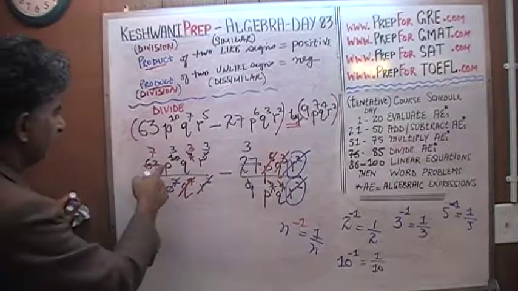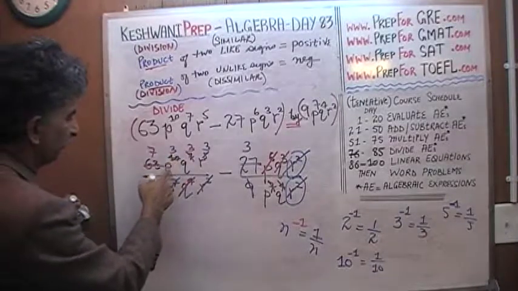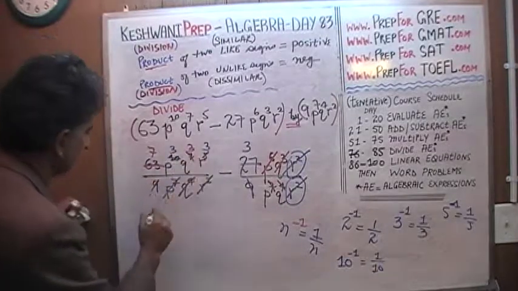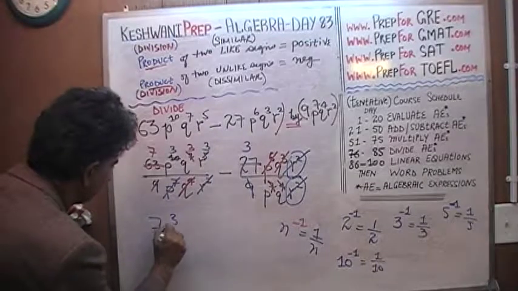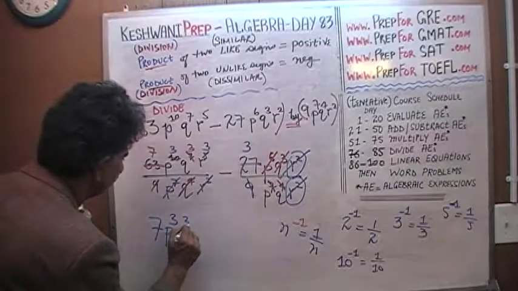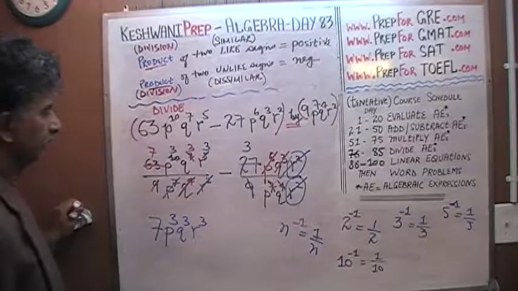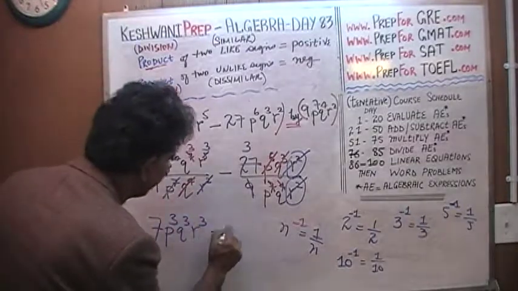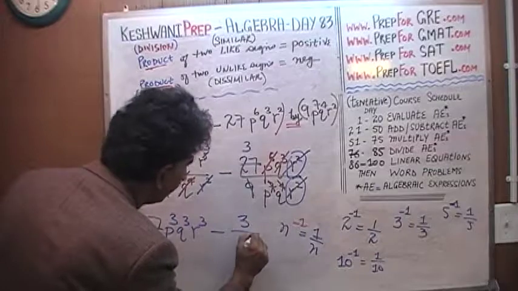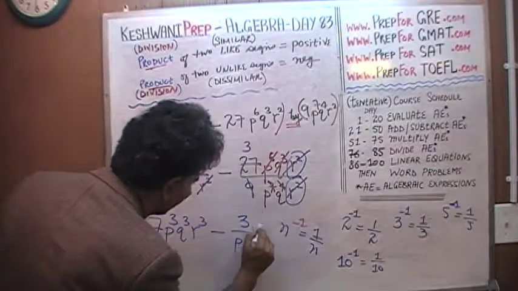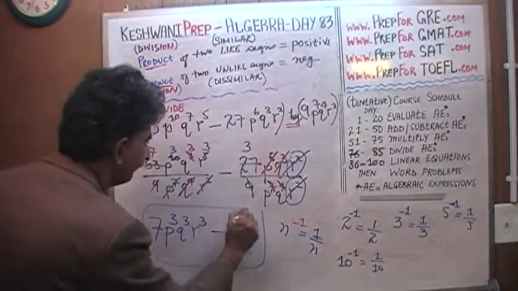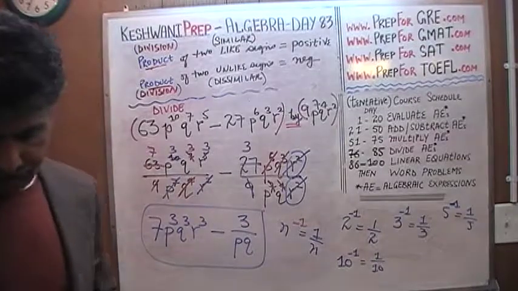So what are we left with here? We're not left with 3, 3 and 3. These are the exponents. p to the third, q to the third, r to the third. So we have 7, p to the third, q to the third, and r to the third. And here we have 3 on the top and p times q on the bottom. p times q on the bottom. This is our answer. Voila. That's it.